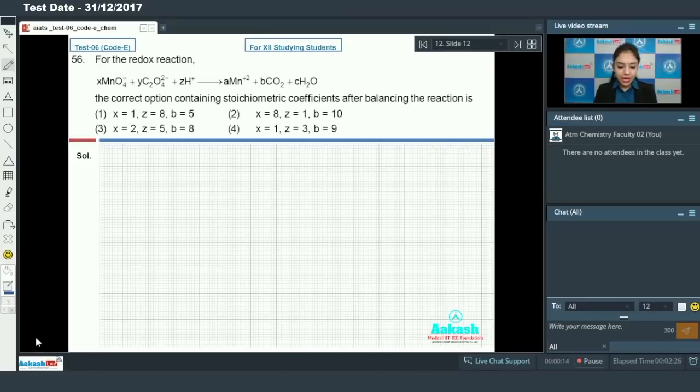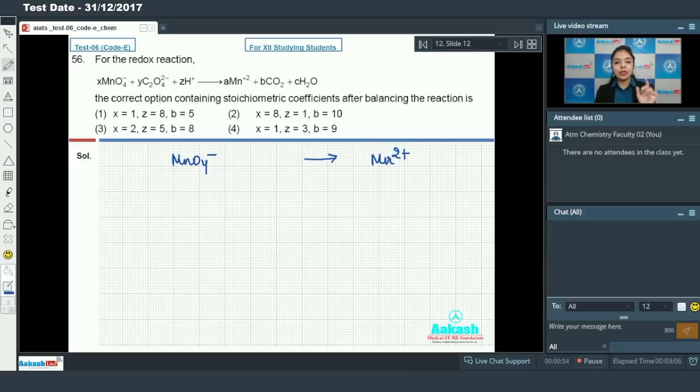Question number 56: for the redox reaction, find the correct option containing the stoichiometric coefficients after balancing the reaction. So we will balance this reaction using the ion electron method. MnO4 negative is being converted into Mn2 plus.